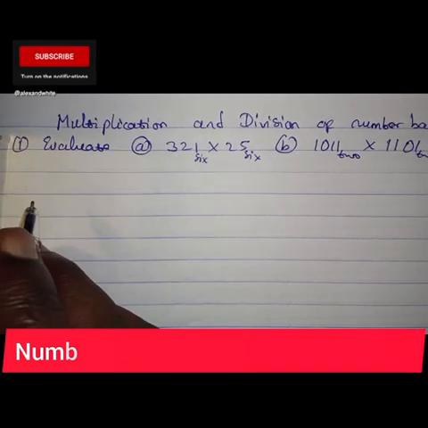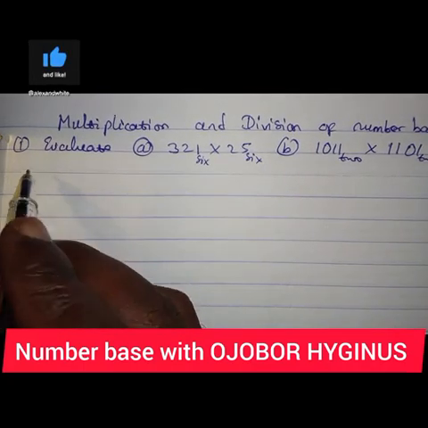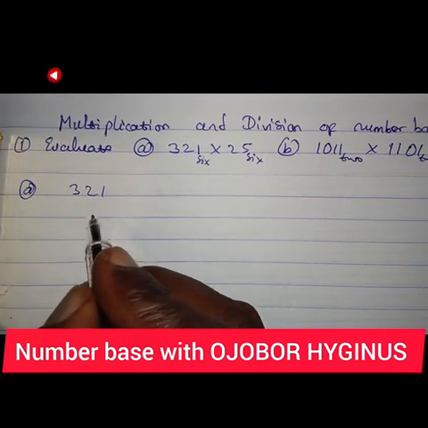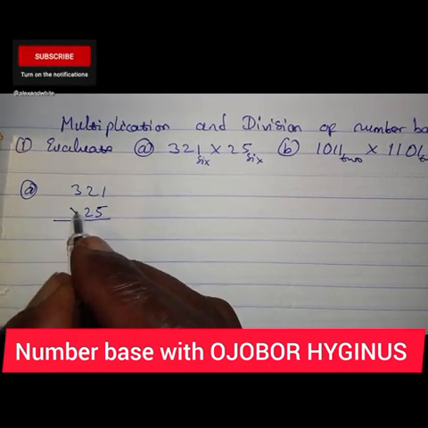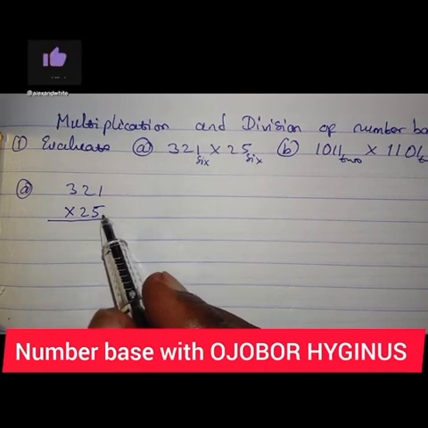Okay, let's look at multiplication and division of number bases. This question says evaluate 321 times 25 in base 6. So both are in base 6. To do that, we multiply using long multiplication as we normally do.